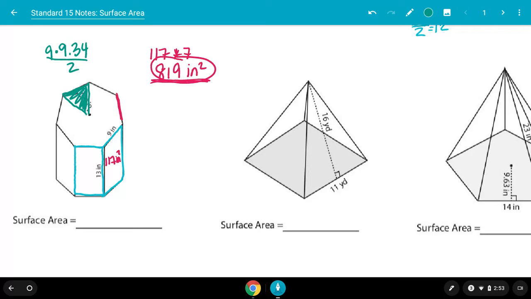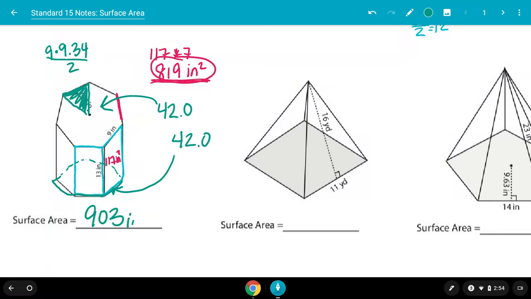I'm going to round that to 42.0. So the area of the top is 42, which means that the area underneath this guy, oh my, you get what I mean, right? Is also 42.0. So I know the area of the top, the bottom, and I know the combined area around. So I'm going to add those all together. So 819 plus 42 plus 42 is 903 inches squared. That is the area around that whole prism.